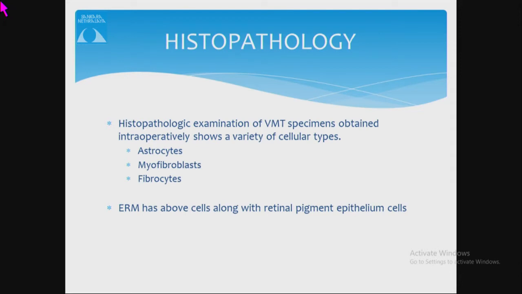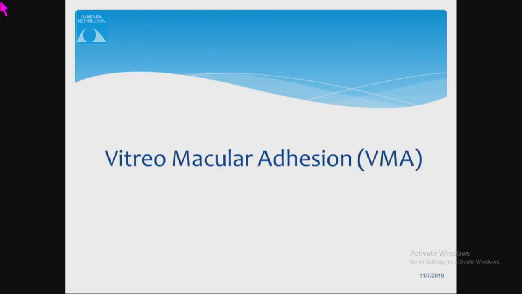The histopathology of VMT from the specimens obtained intraoperatively has shown that it contains cellular types like astrocytes, myofibroblasts, and fibrocytes. If the retinal pigment cells are also present, then it goes in favor of epiretinal membrane.